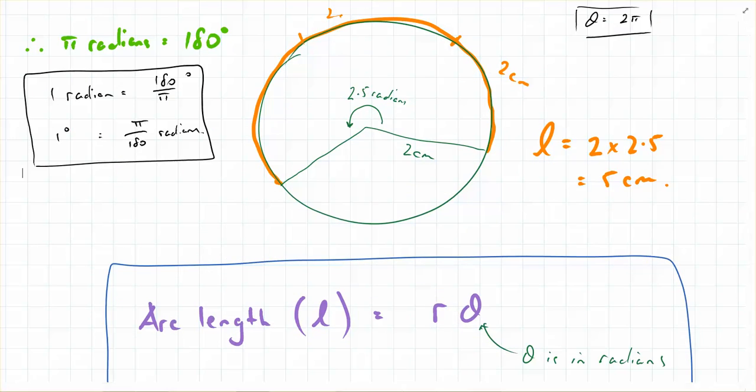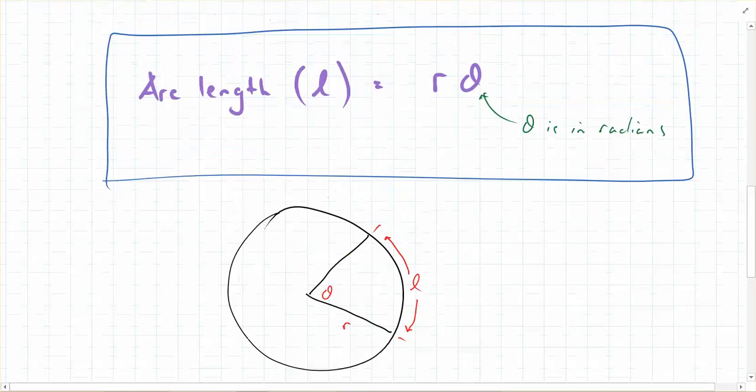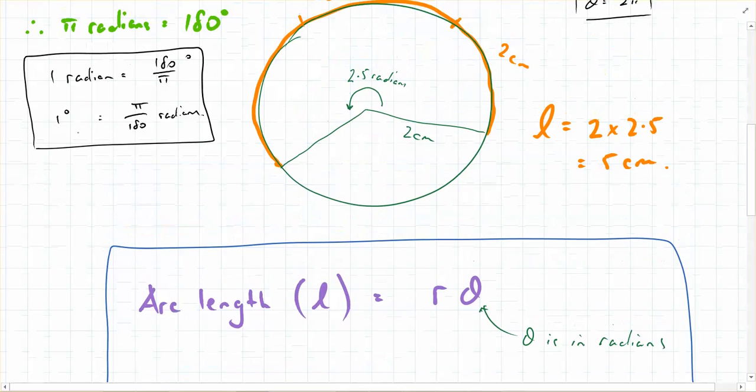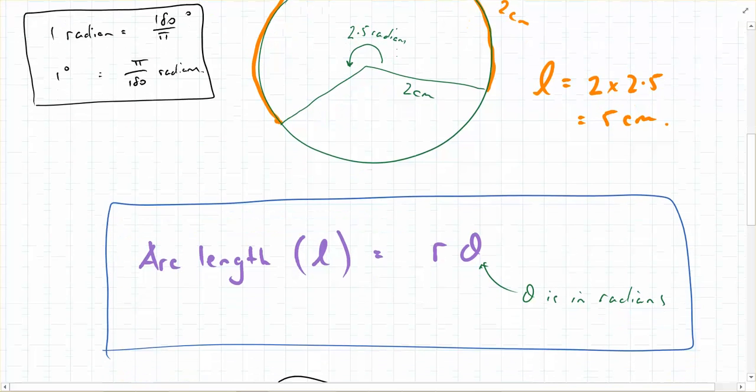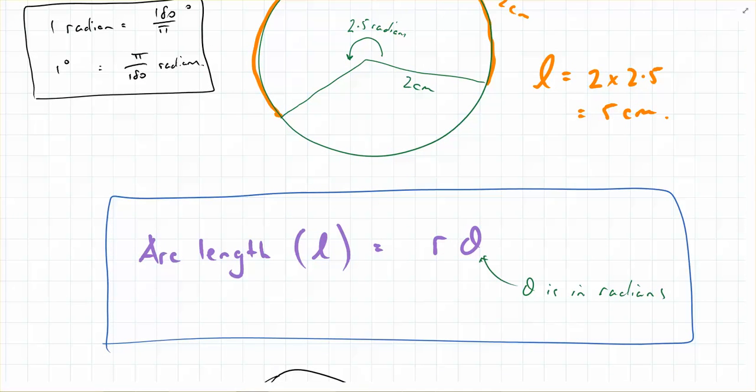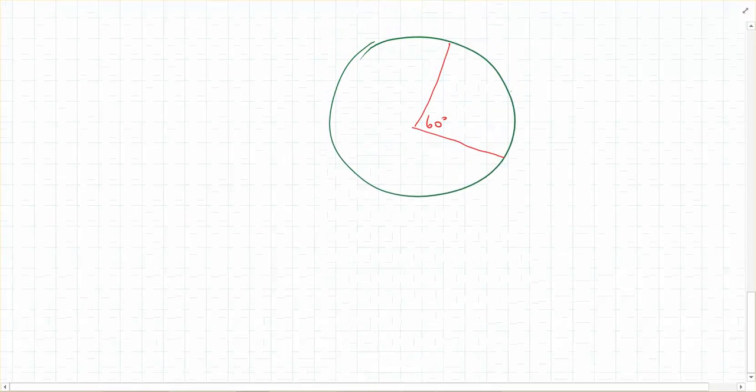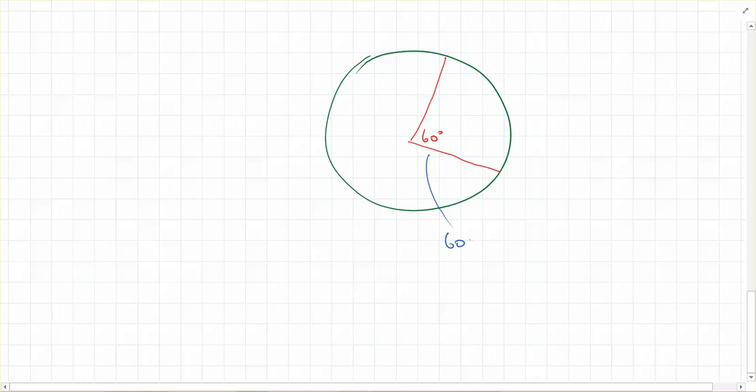Okay, but if we've got 60 degrees, what's that? Down here we're at 60 degrees. 60 degrees is 60 pi over 180 radians, which is pi over 3. Remember, I need to change this to radians in order to calculate the arc length. And that's equal to, well, it goes 3 times, so it's pi over 3.